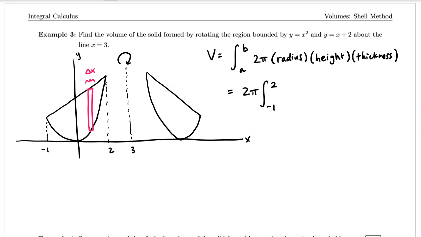And now the next thing we want is the radius. Remember, the radius is the distance from my shell to my axis of rotation. So here, I want to find out what that is. I know that the distance from my y-axis to my shell is x, and that this total distance here is 3, because that's the distance between my y-axis and my axis of rotation. So if x plus r is equal to 3, then my radius is 3 minus x.